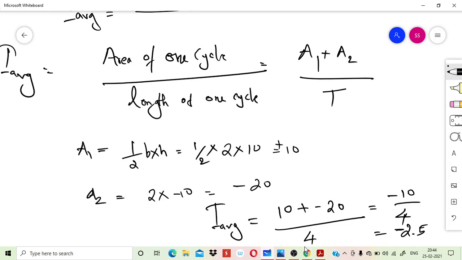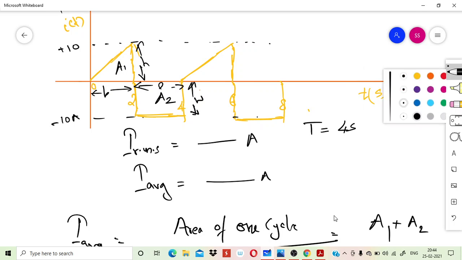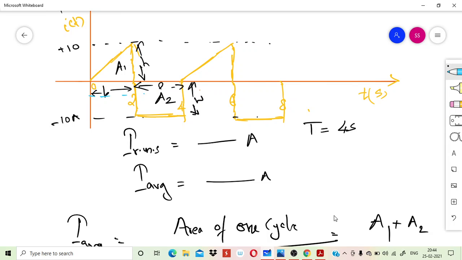Right, so our average value will be a negative value, and that means if it looks like this, minus 2.5 means like this. This is our average value, minus 2.5 ampere.